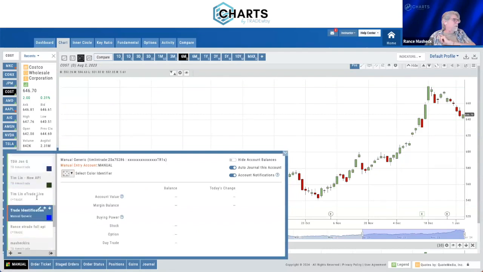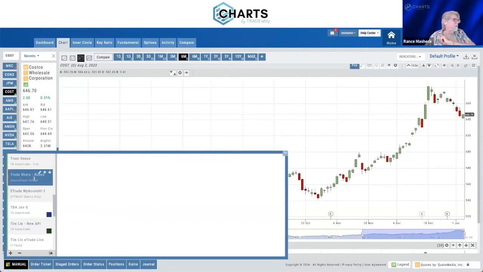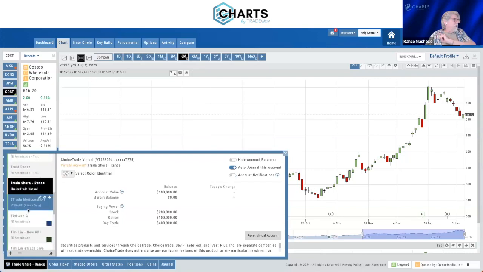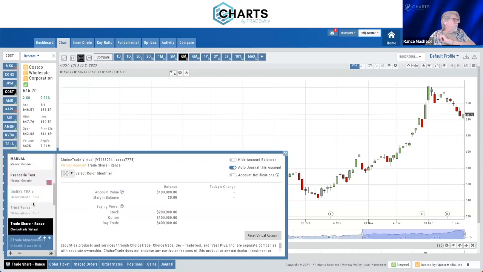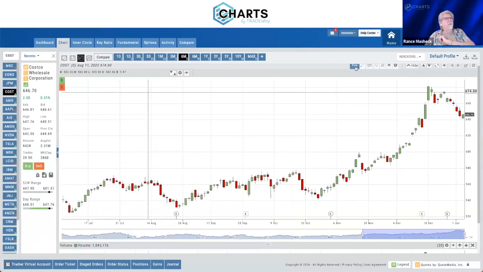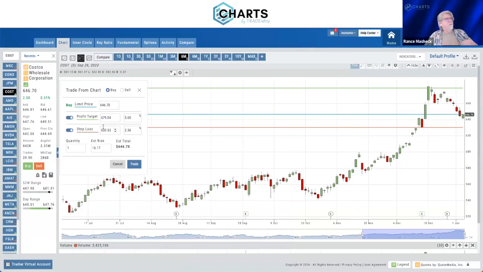So let me just go to this one here for a second. I'm not going to be able to do that here. There we go. Okay. Because I want you to see how this works, let me pull that back up. I'm going to leave it with the defaults because I just want to show you how this works.